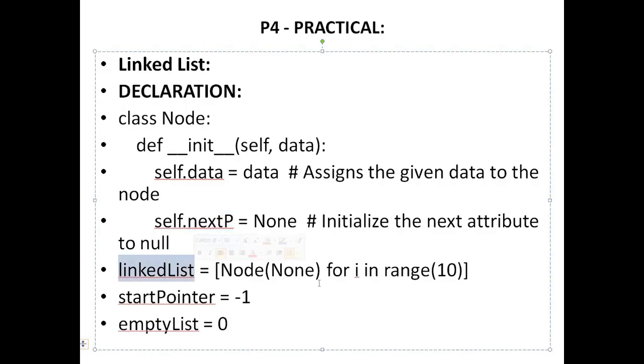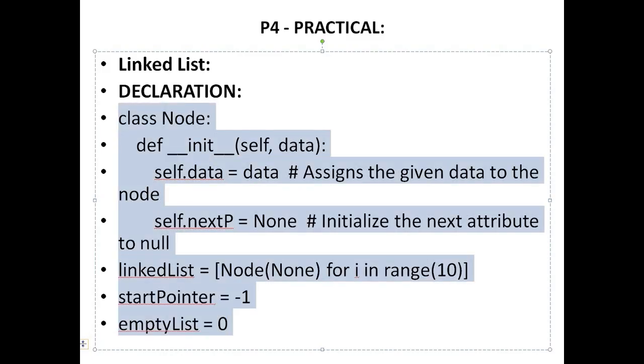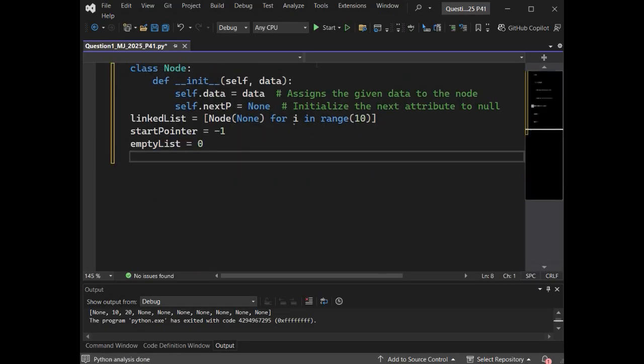Then we will create an array and we will initialize it with the data type or with this class. So it will create an array from 0 to 9, 10 spaces, where in every element two values can be stored. One is the data and the other one is the next pointer. Start pointer would be -1 for an empty list. Empty list would be 0 because the entire list is empty, so the first free element would be at position 0. So let me just copy paste it over here, and this is the code.